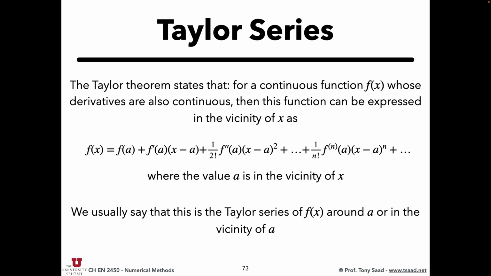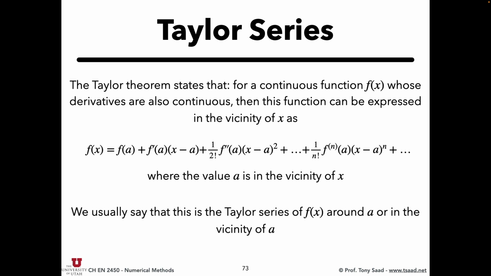If we know all of these values, f of a, f prime of a, etc., and we want to evaluate the function at some other value x, then this formula gives you that value of f of x. It's a polynomial in x, if you think about it. So this could be exponential, sine, cosine, whatever. You know the values at one point, then you can predict the value at a neighboring point.